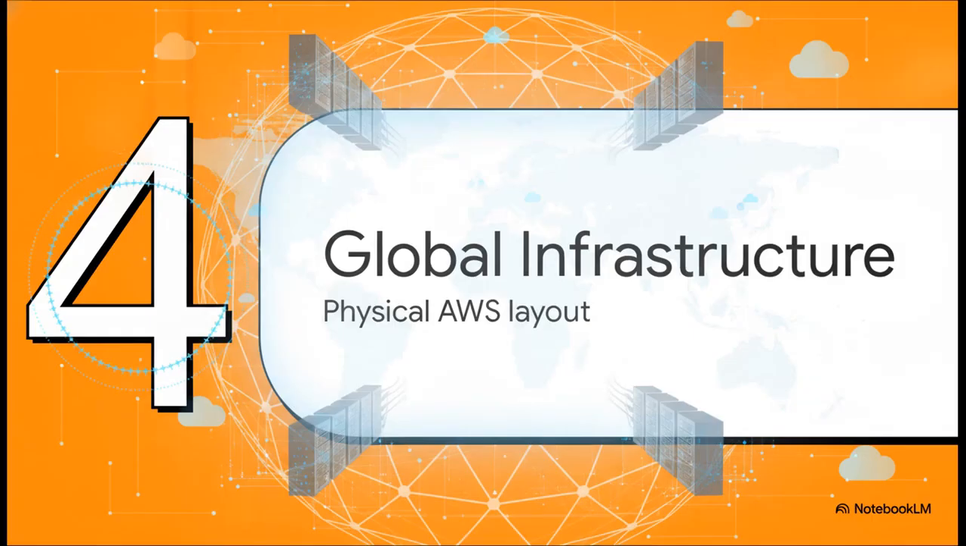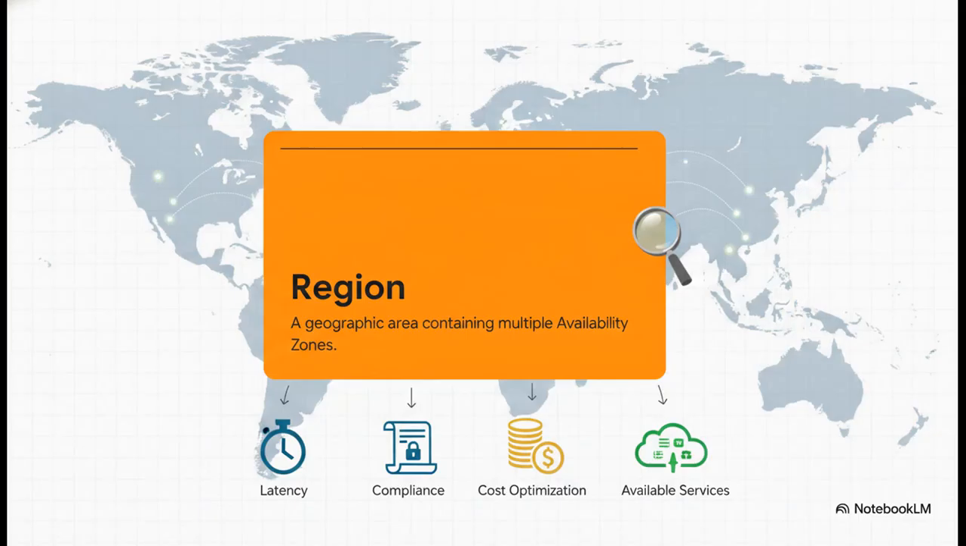Let's jump to Section 4, Global Infrastructure. This is the physical layout of AWS. At the very highest level, we have what's called a region. A region is simply a large, physical geographic area somewhere in the world, places like Mumbai, Northern Virginia, or Frankfurt.